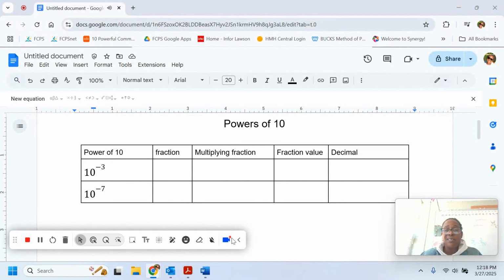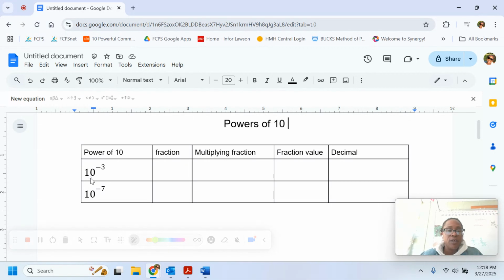Okay, guys, so this is a bit of a quick review on powers of 10, especially negative powers of 10. So what I want us to do is, let's look at this really quickly. If you noticed in the first one, we have 10 to the negative 3. Anything with a negative exponent has to be turned into a fraction. So we would write 1 over 10, and we're going to turn it positive, to the third power.